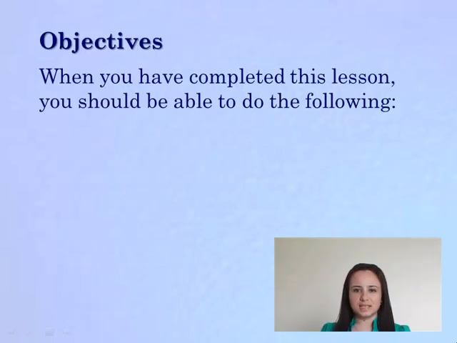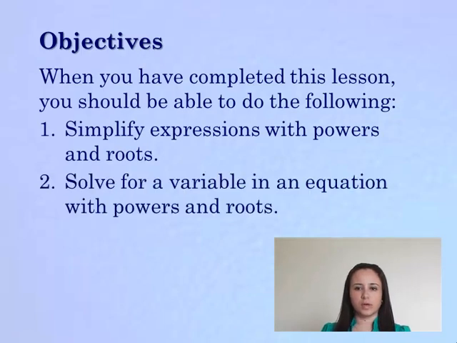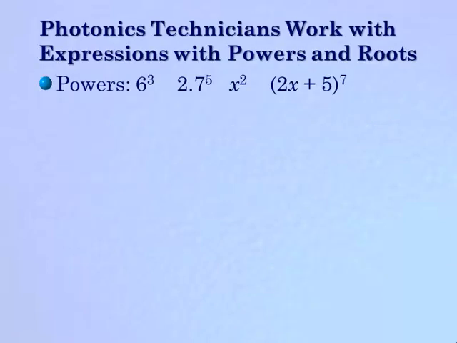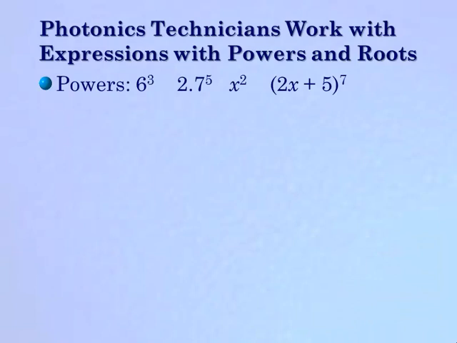When you've completed this lesson, you should be able to simplify expressions with powers and roots and solve for a variable in an equation with powers and roots. Photonic technicians need to work with powers and roots quite a bit. For example, 6 to the 3 power, 2.7 to the 5 power, or with variables like x squared, or 2x plus 5 to the 7th power.